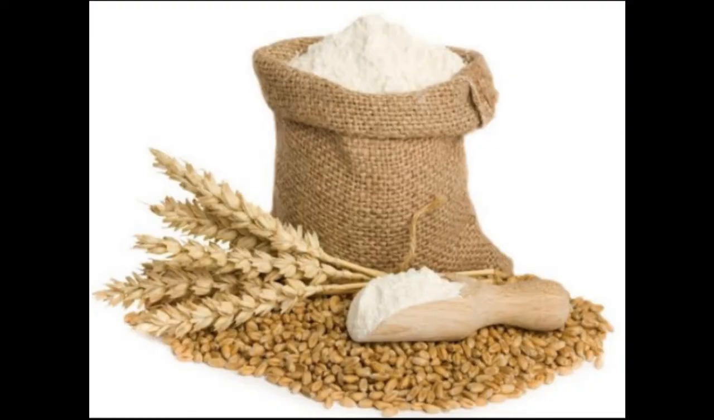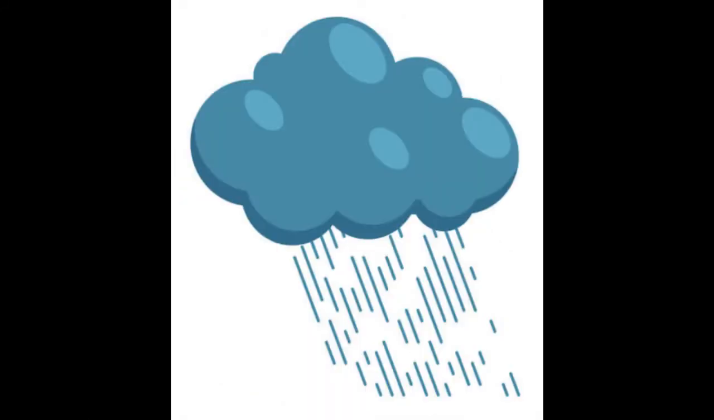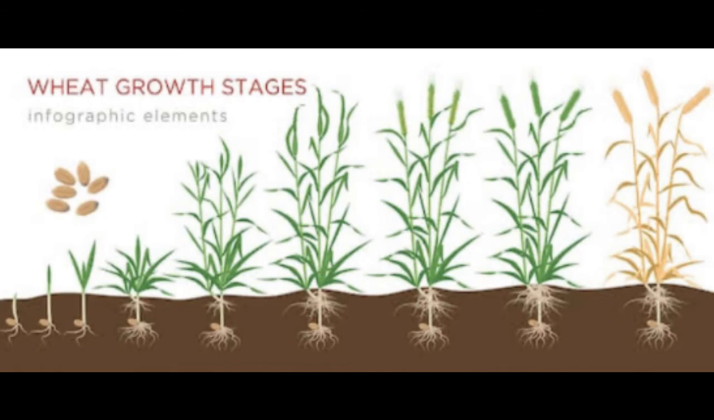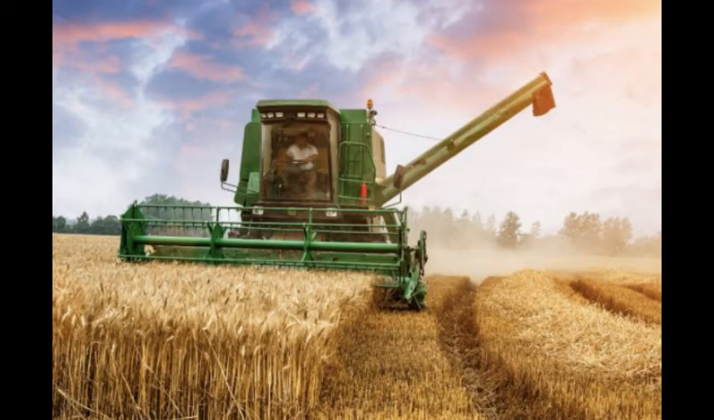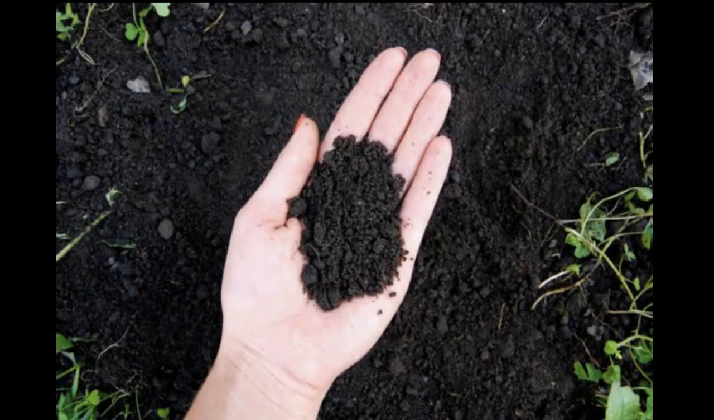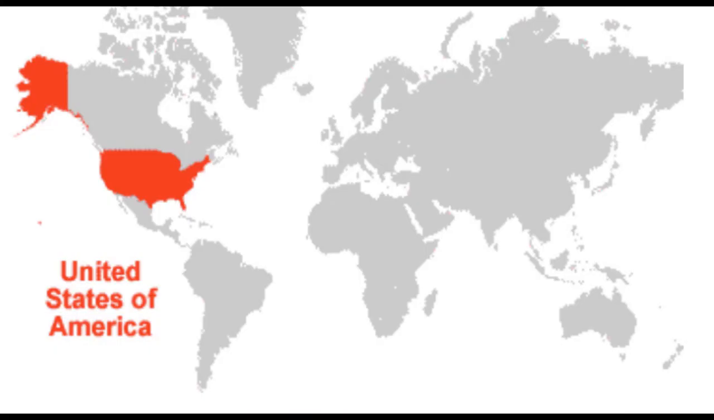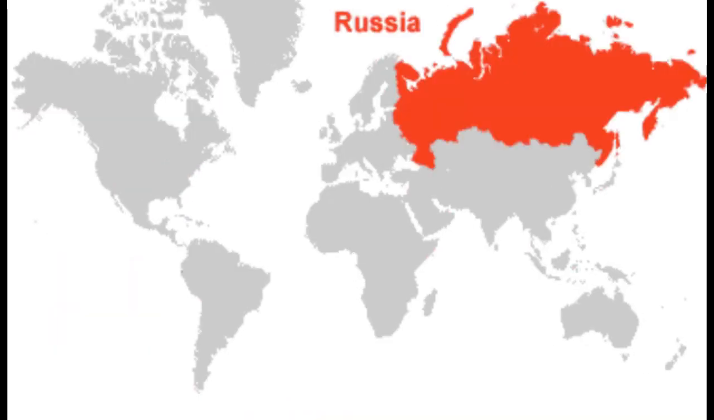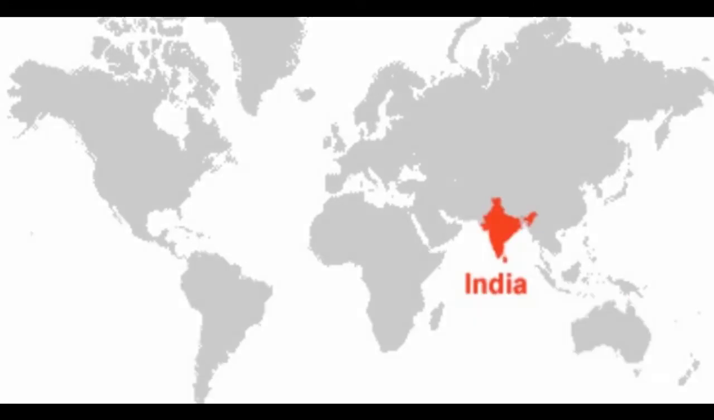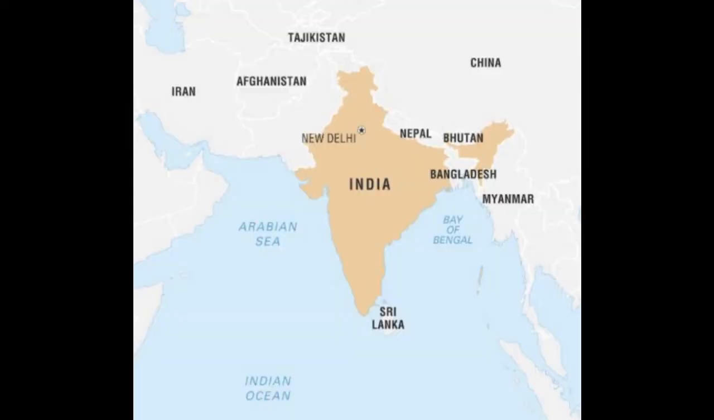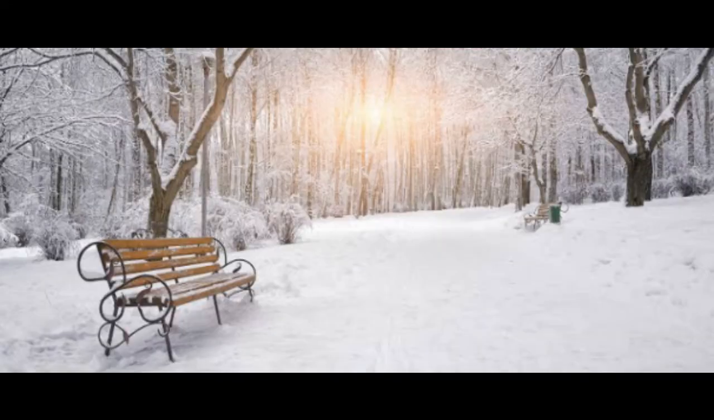Wheat. Wheat requires moderate temperature and rainfall during the growing season and bright sunshine at the time of harvest. It thrives best in well-drained, loamy soil. Wheat is grown extensively in USA, Canada, Russia, Australia, and India. In India, it is grown in winter.